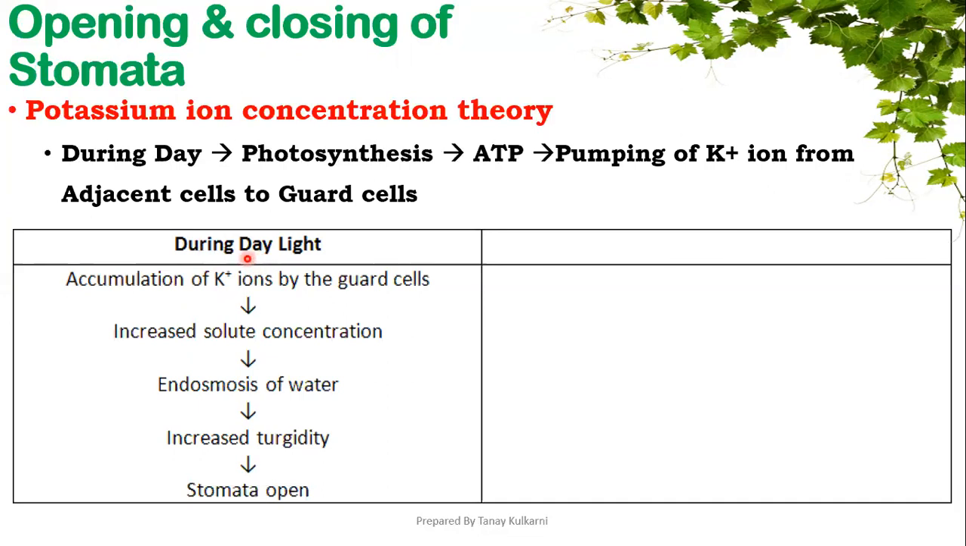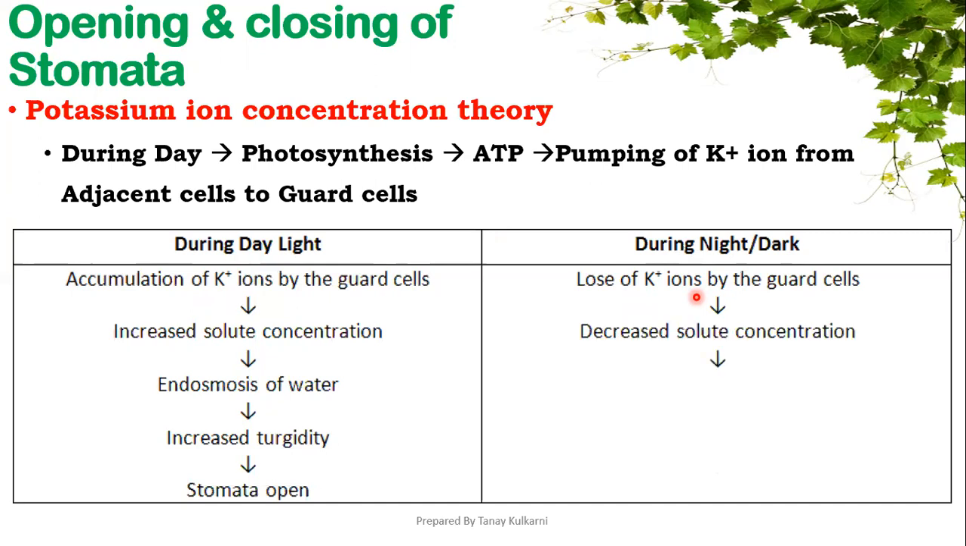Exactly the reverse process takes place during night. All the potassium ions which had entered the guard cell leave the guard cell and go back to their adjacent cells. Solute concentration decreases inside the guard cell, resulting in the loss of water. Turgidity decreases and the stomata gets closed. Right? So directly, we can say that the concentration of potassium ions regulates the opening and closing of stomata. This is the most recent theory, so it is widely accepted.